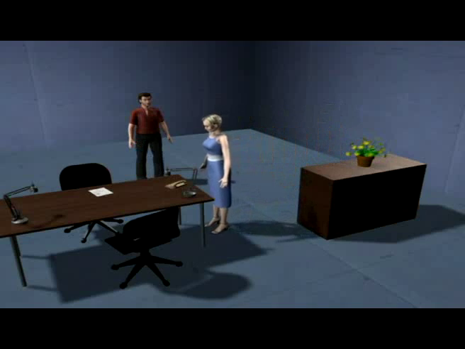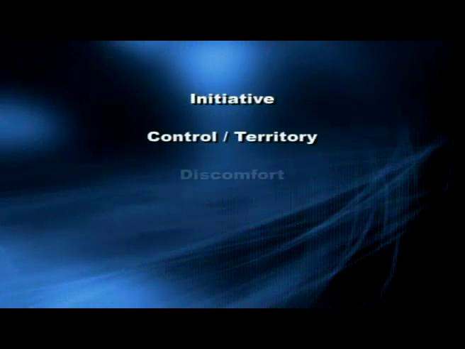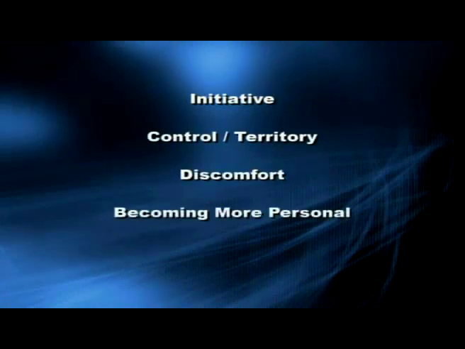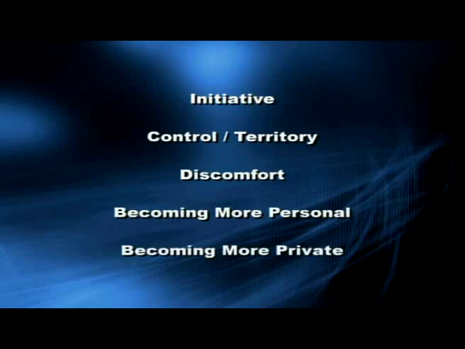One place to get ideas is by watching the rehearsals and noticing when the actors feel like moving. But what we want to do in this chapter is build a list of motivations that we can use to write blocking that makes sense without any input. Characters move for the same reasons that people do, and the vast majority of movement falls into these categories: initiative, control or territory, discomfort, becoming more personal, and becoming more private.